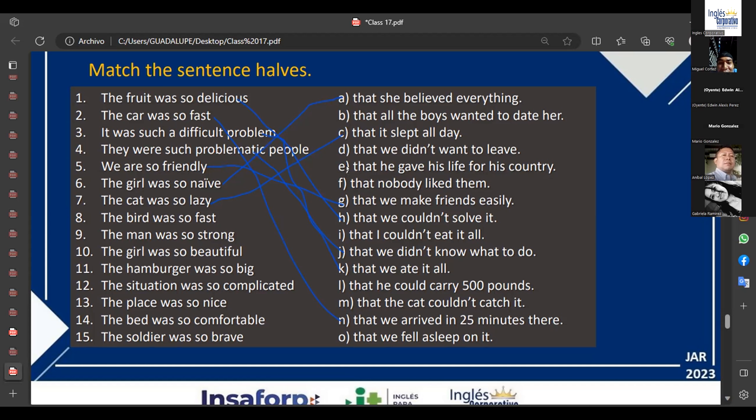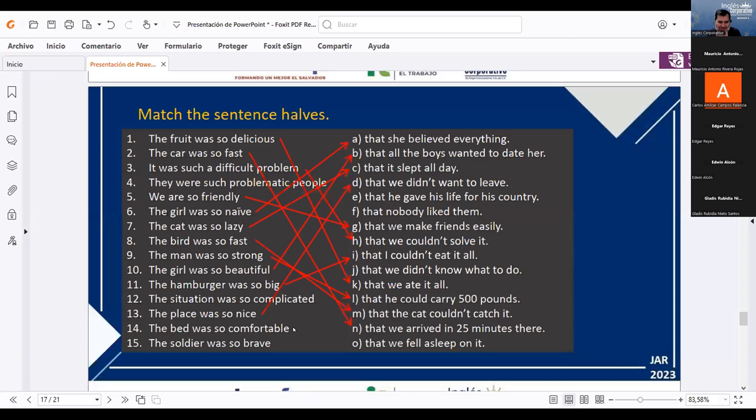Next, the last one. Yo creo que es la M. M, that. The man was so strong that he could carry 500 pounds.